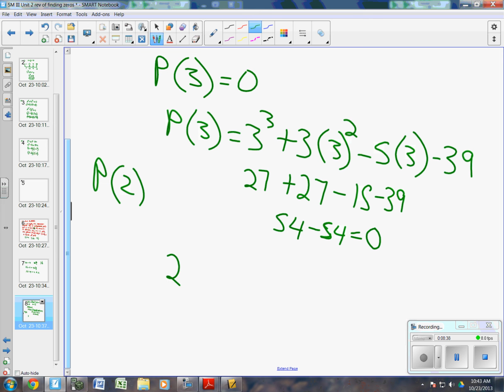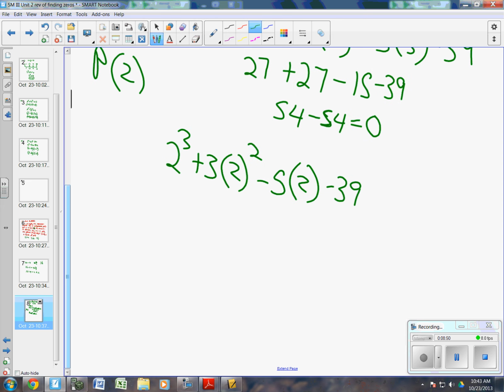So it's 2 cubed plus 3 times 2 squared minus 5 times 2 minus 39. Now, we already know that 2 is not a solution because we've already solved this problem. So we know we're not going to get 0. We're going to get a remainder. Let's see what we get. 2 cubed is 8. 2 squared is 4. 3 times 4 is 12. 5 times 2 is 10, minus 39. So 8 plus 12 is 20, minus 49, right?